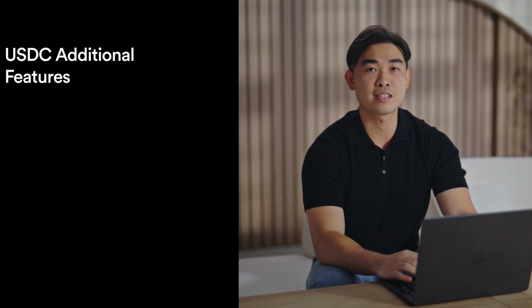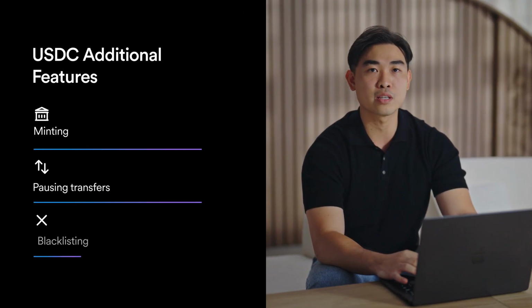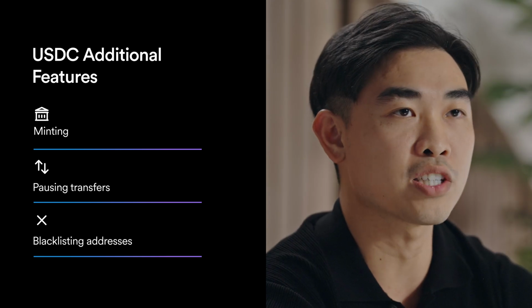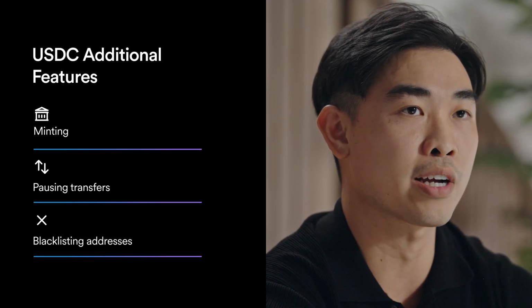Beyond the standard ERC-20 functions, USDC also includes additional administrative capabilities, such as minting, pausing transfers, or blacklisting addresses. These aren't functions that everyday developers interact with directly. Instead, they're part of the broader infrastructure Circle uses to manage USDC securely.